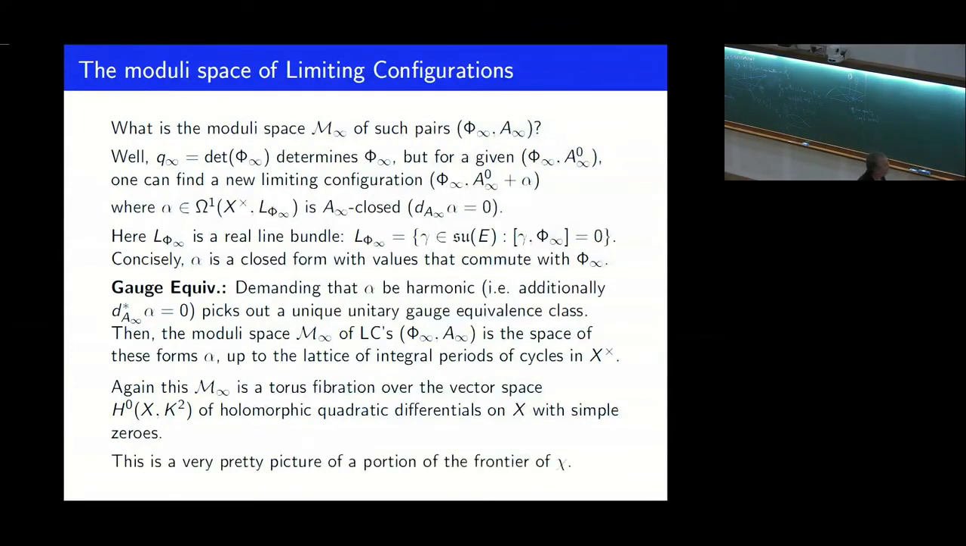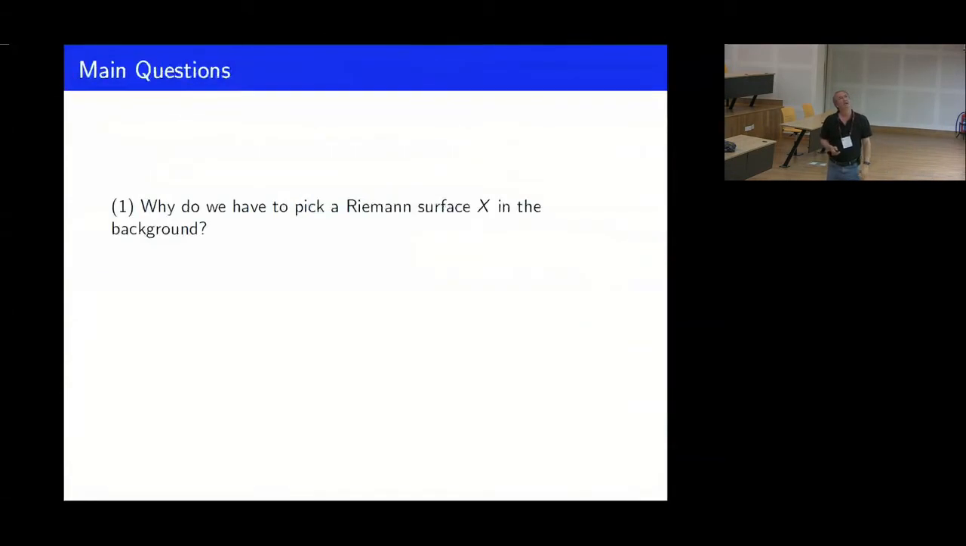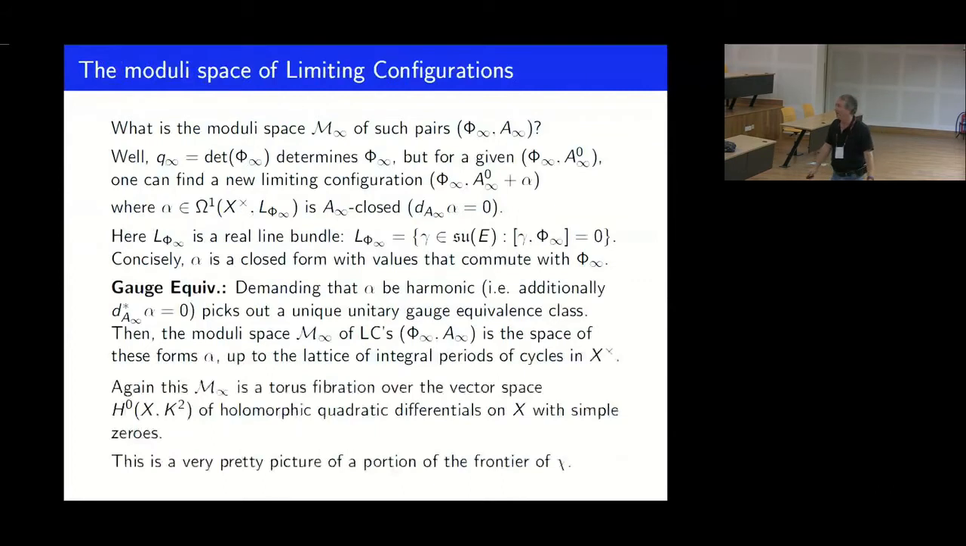So, I think it's a very pretty picture of a portion of the frontier of the character variety. I have a part of a sphere in the base of unit quadratic differentials, and over that I have tori of forms. Okay. All right, so here we are.